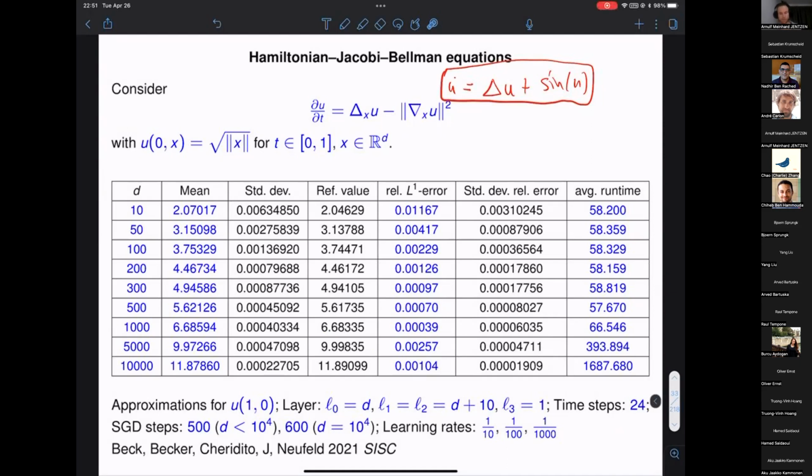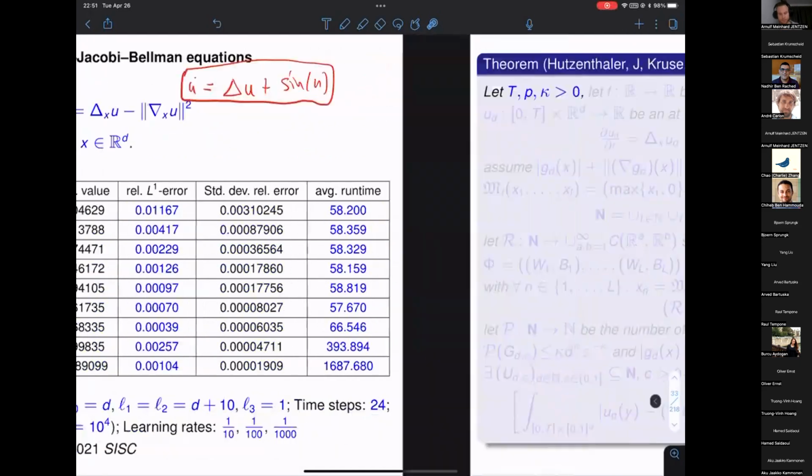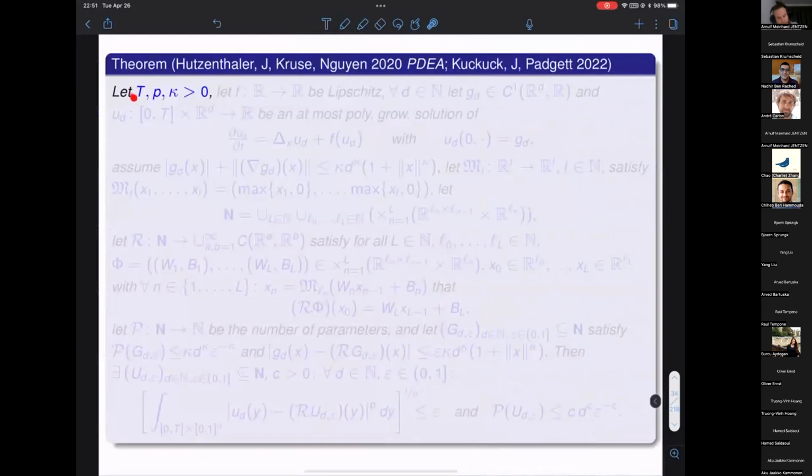Okay, so now let me go to this theorem. Let T be a real number bigger than 0, and p. So we are here on a semilinear PDE on the time interval from 0 to T, and we want to measure the error in the L^p sense. And then we have a real number kappa, which describes some regularity assumption on the solution of the PDE. And now we have a Lipschitz continuous nonlinearity.